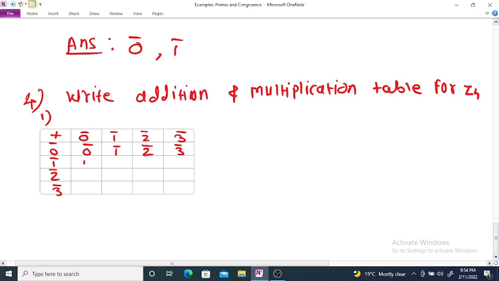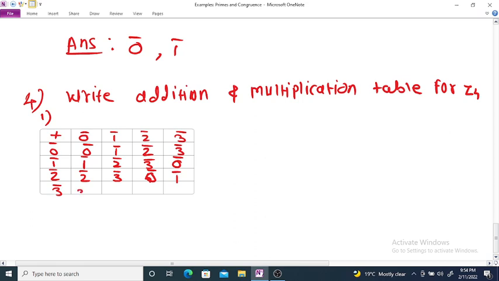1 bar plus 0 bar is 1 bar, then 2 bar, 2 bar plus 1 bar is 3 bar, and 1 bar plus 3 bar is 4 bar, which is again 0 bar. 2 bar plus 0 bar is 2 bar. Then here 3 bar, 2 bar plus 2 bar is 4 bar, which is equal to 0 bar. And 2 bar plus 3 bar is equal to 5 bar, which is equal to 1 bar.